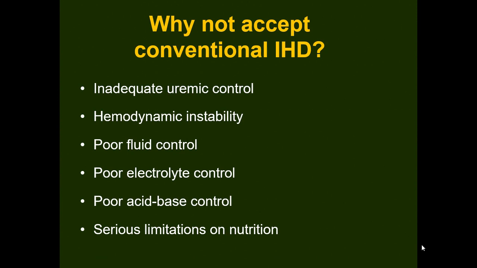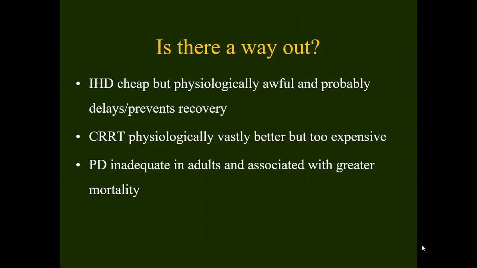So why not accept conventional intermittent hemodialysis? One problem is inadequate uremic control because it is an intermittent form. Your patient is too sick, so there will be more generation of urea. Hemodynamic instability, if you do it at 400 ml per hour, nobody can manage the blood pressure there. Poor fluid control again because of the intermittent, poor electrolyte control, poor acid base control, and serious limitations on nutrition. All patients who are on dialysis will have protein loss, right? So is there a way out?